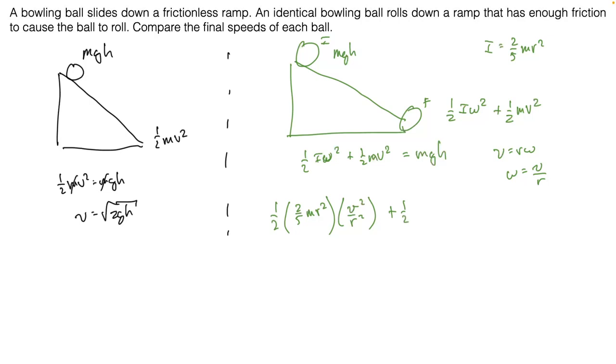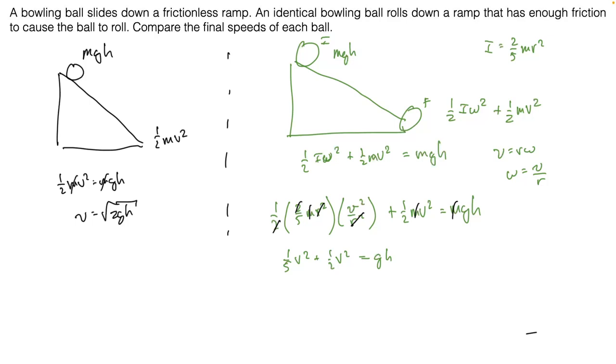Oh my gosh, this is horrible. It just blew up on me, didn't it? But wait, hold out hope. I knew there was a reason we were doing this in symbols. No, that M doesn't cancel. That R squared cancels with that R squared. Ooh, do the M's cancel? Do I have an M in every term? Boom, boom, boom. And now I'm left with 1/5 V squared plus 1/2 V squared equals GH.